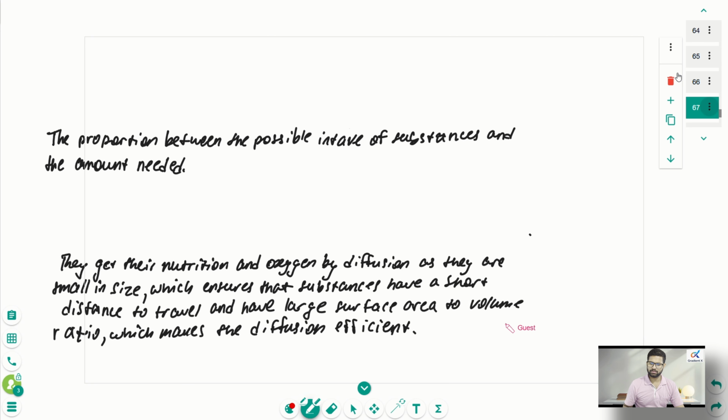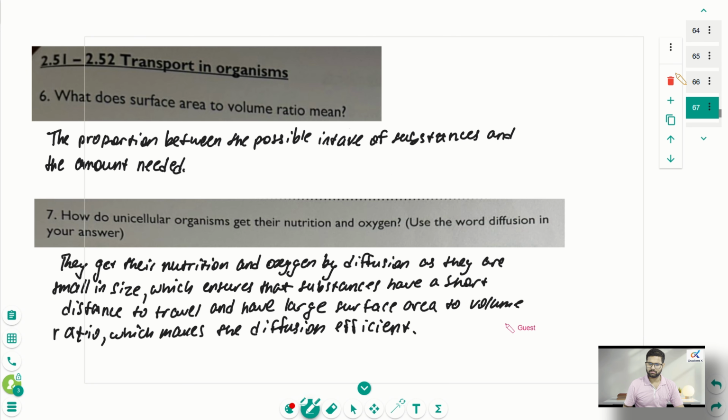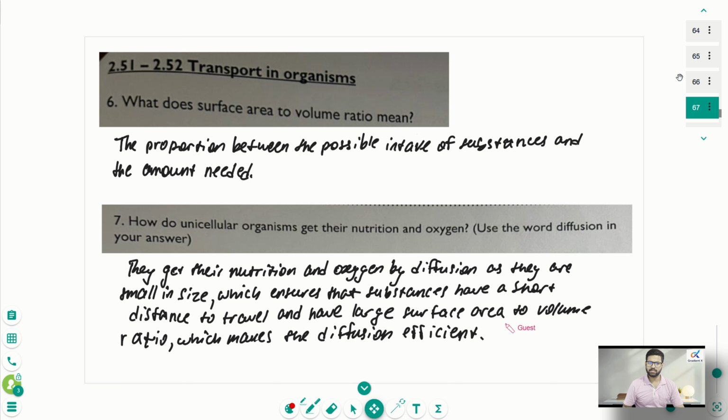Go to the next part. I think this is the last. Oh, yeah, I think so. Okay. What does surface area to volume ratio mean? Read your answer. The proportion between the possible intake of substances and the amount needed.